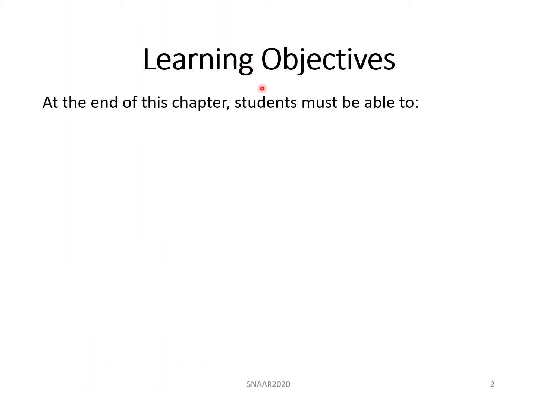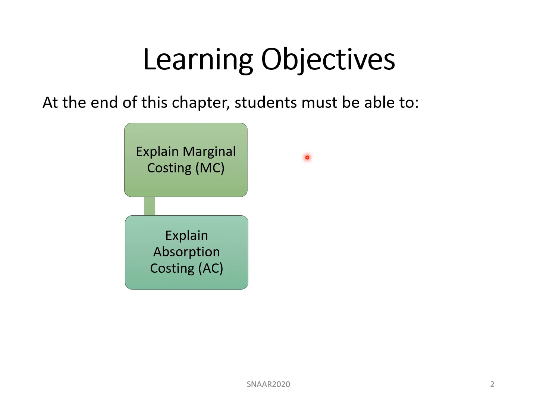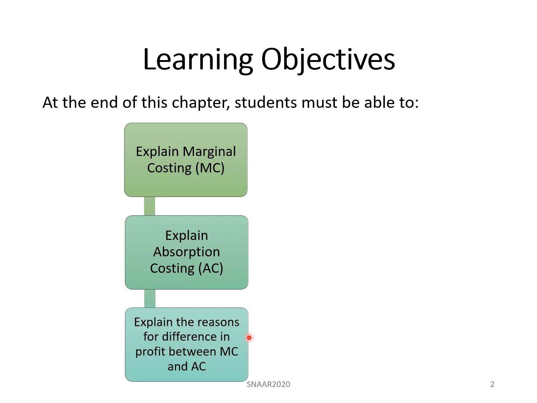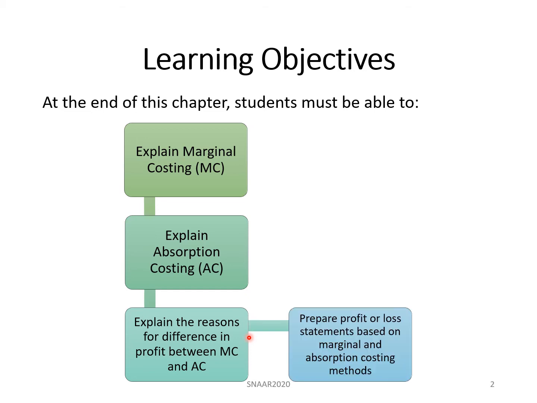This is our learning objective. So by the end of the chapter, you should be able to, first one, explain the marginal costing. Next, explain the absorption costing, okay, or AC. Next, explain the reason for difference in profit between MC and AC. This one is theoretical part. This one is the main part where you have to prepare the profit or loss statement based on marginal and absorption costing method. Yang ni lah kita punya calculation part yang utama untuk this chapter.